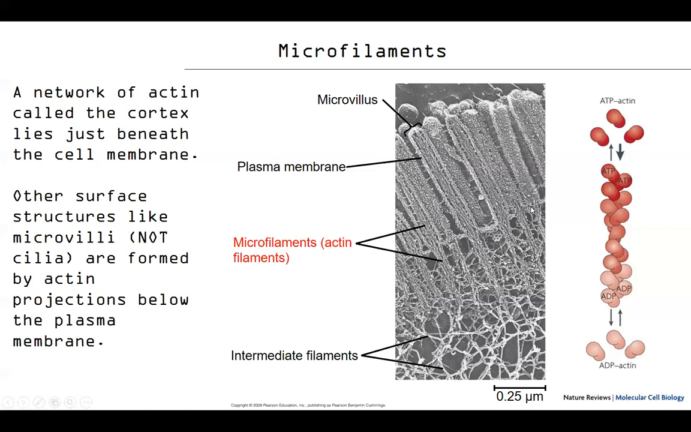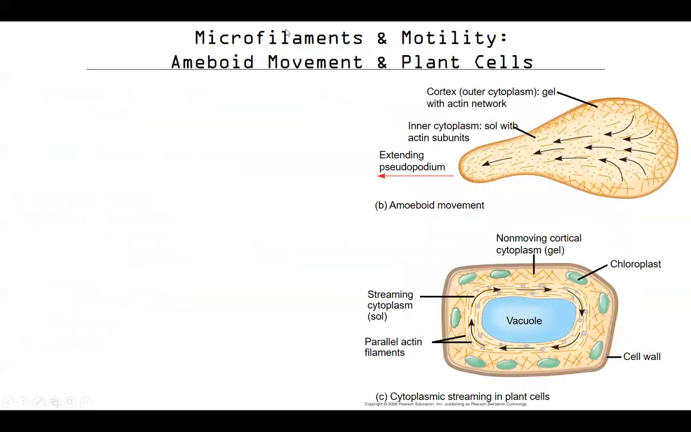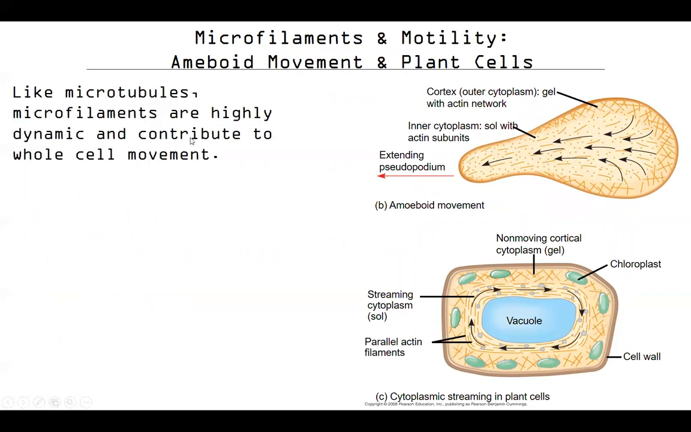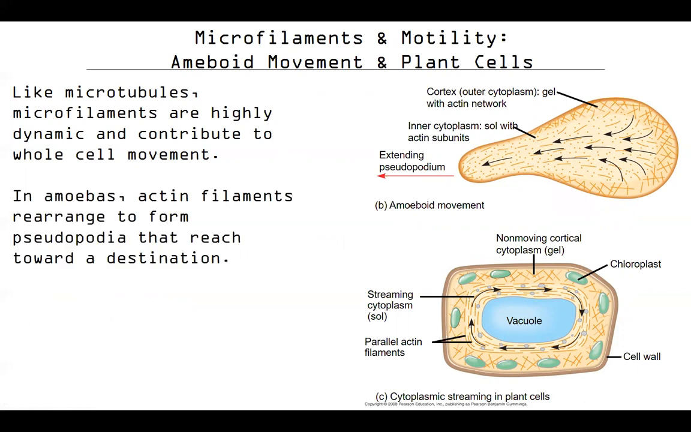Just up under the surface of the cell, so this will be our plasma membrane border, you can see that we're going to have a network of actin. This is also called a cortex. Okay, we'll see that on the next slide as well. Below that, we've got some intermediate filaments, which we will talk about in this video, but not yet. Okay, so focusing on the actin. So let's look at some ways that actin can contribute to motion. So like our microtubules, they're highly dynamic, and they can do a lot of different things. So on the top, we're looking at the motion of an amoeba.